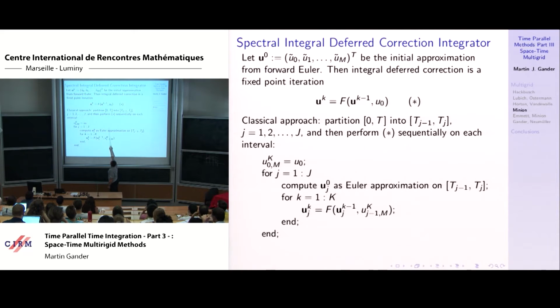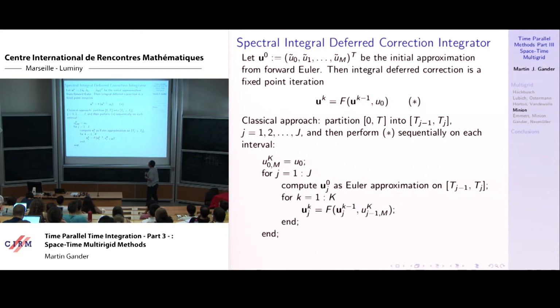You do it again, and each time you do this, the order increases. And this only stops when you reach the accuracy of the quadrature rule you used for the integral. If the integral had a quadrature rule of order 8, you cannot go beyond 8. After 8 iterations, if you do the 9th one, it's not going to get better.